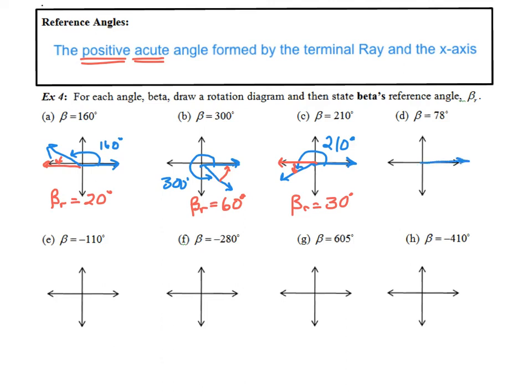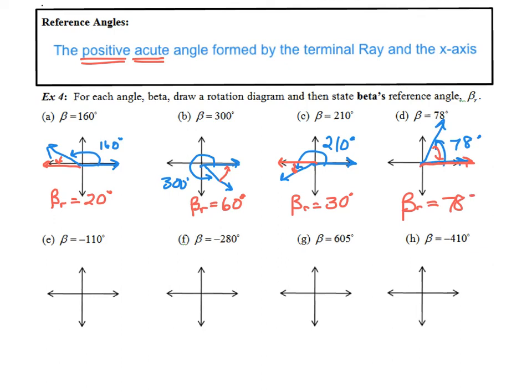78 degrees, here's my initial side. Here's 78 degrees. Well, when I look at that angle, it's going to be closest to this right here. How far away is that terminal side from that positive x-axis? The reference angle this time is just the angle itself, 78 degrees.